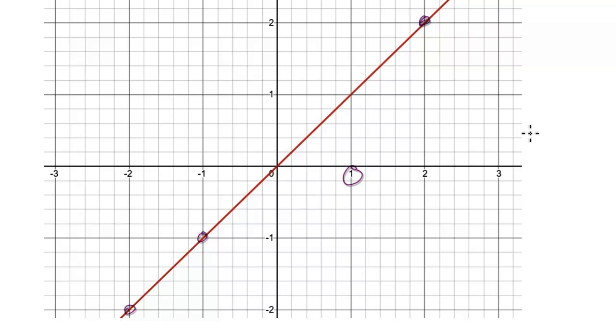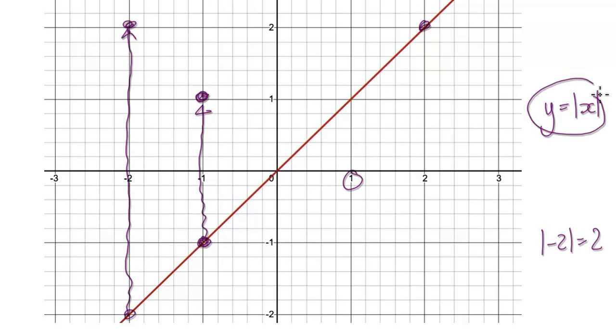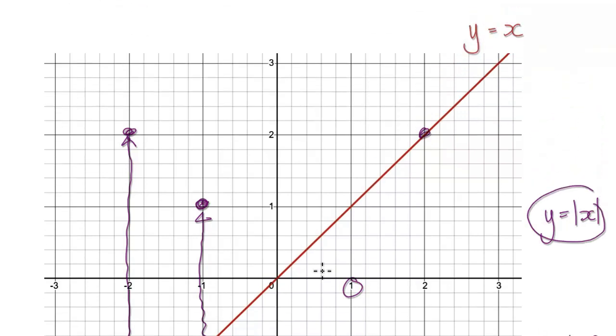So if you're trying to investigate y equals the absolute value of x, well, here it's negative 1. So when you take the absolute value of negative 1, this moves up to positive 1. So it moves up to here. Here it is negative 2. So the absolute value of negative 2 is the number 2. So this negative 2 gets moved up to positive 2. So your overall absolute graph will look like this.